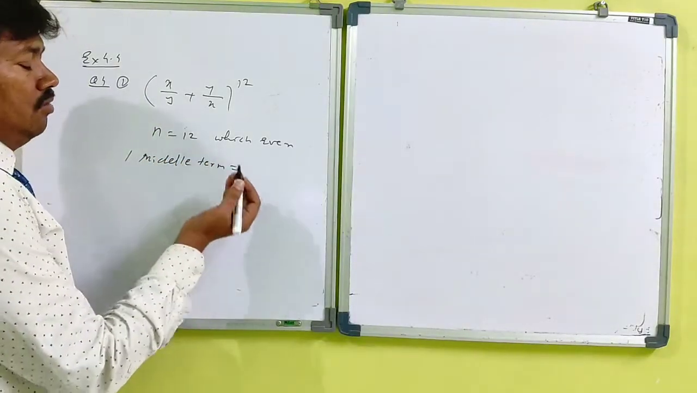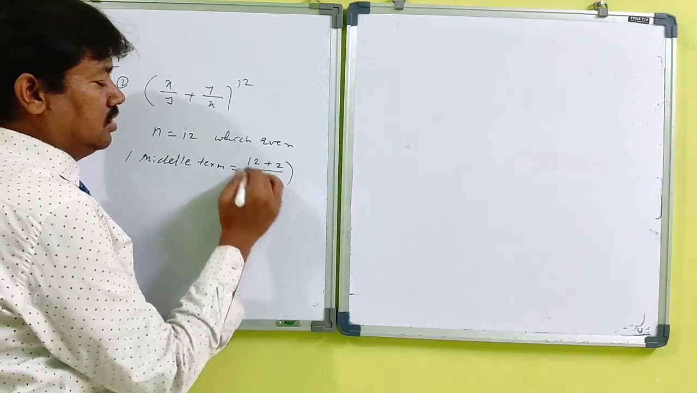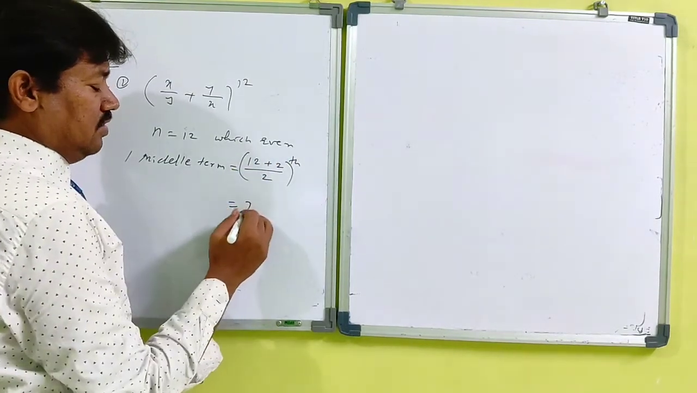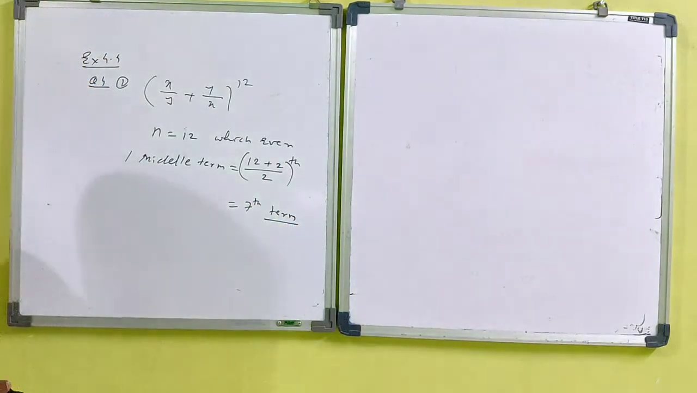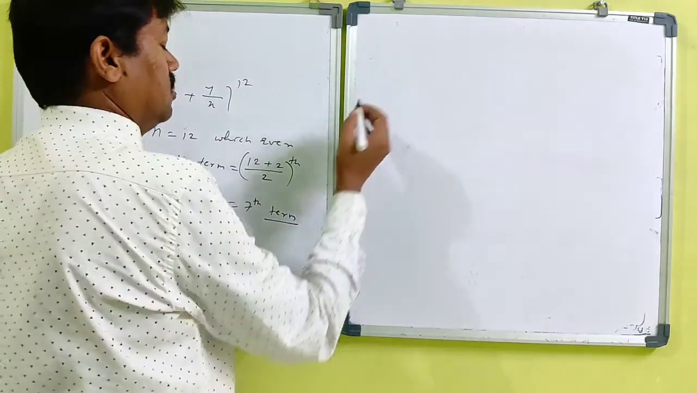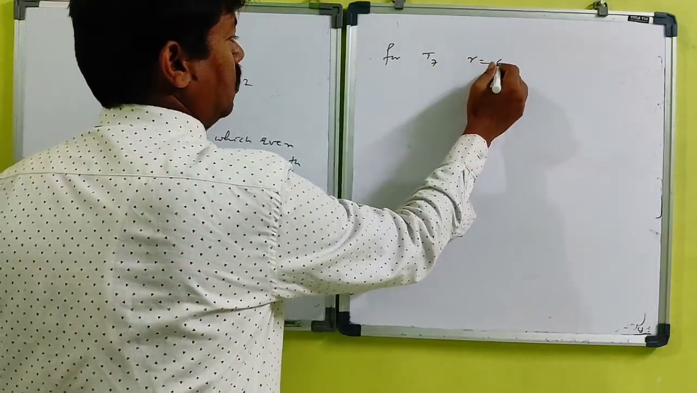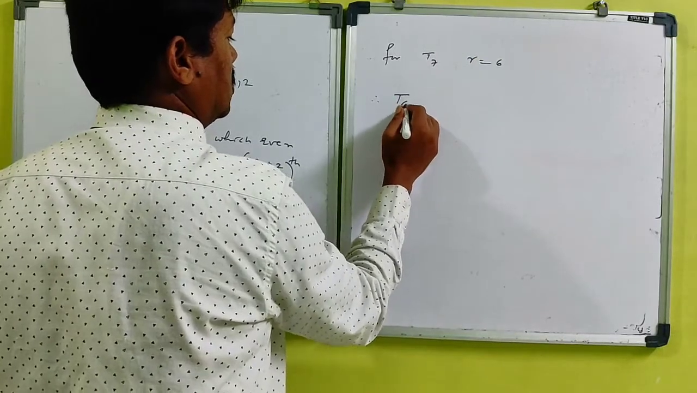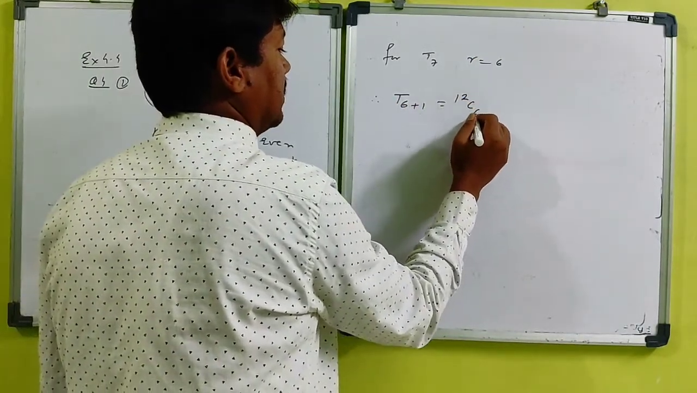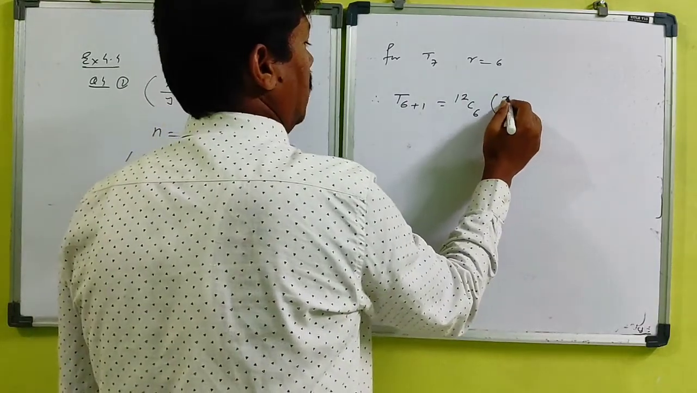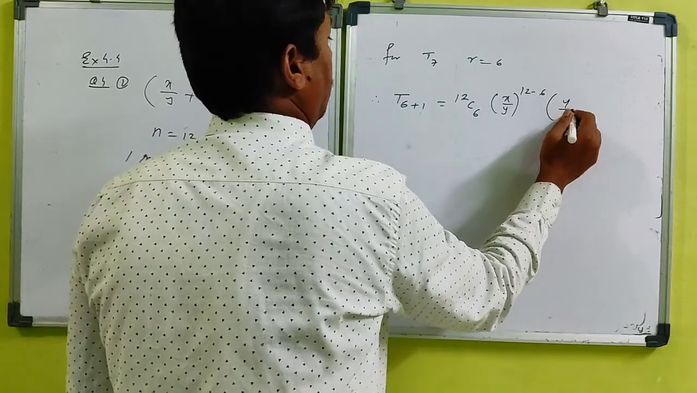What is the formula for this? It is (12 + 2)/2, that is the seventh term, which will be the middle term. So for the seventh term, r should be equal to 6. So T(6+1) = 12C6 (x/y)^(12-6) (y/x)^6.